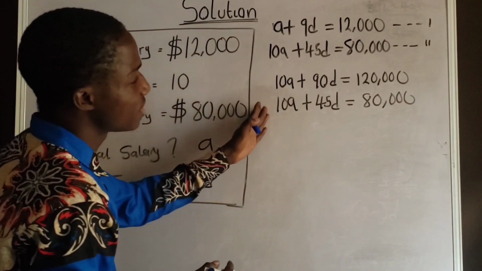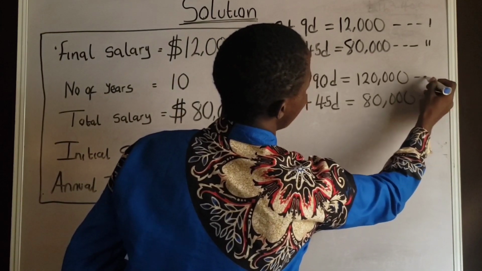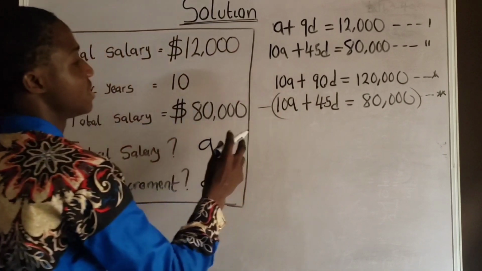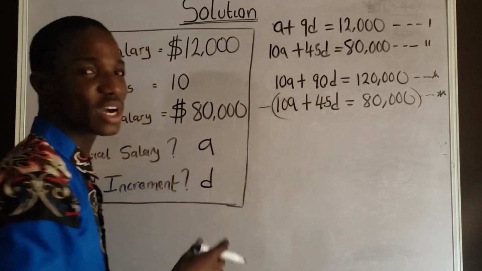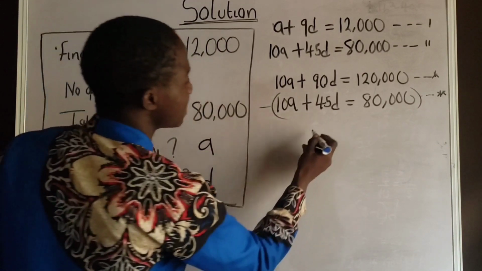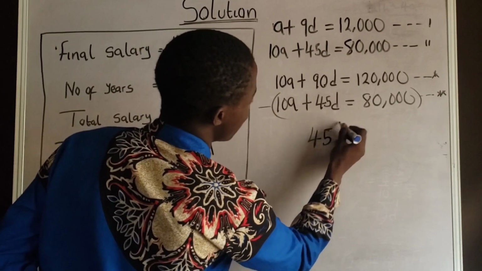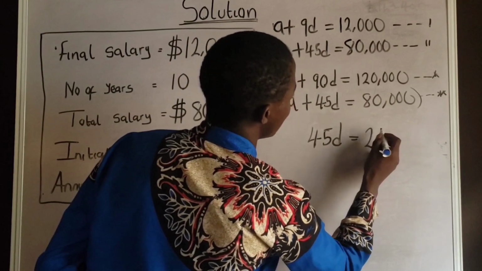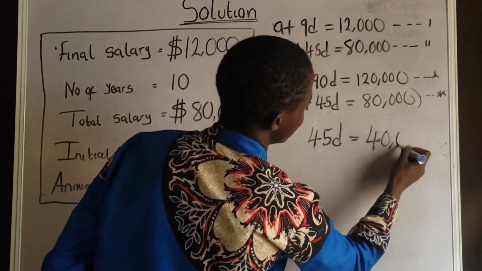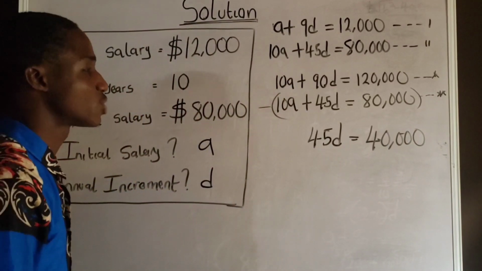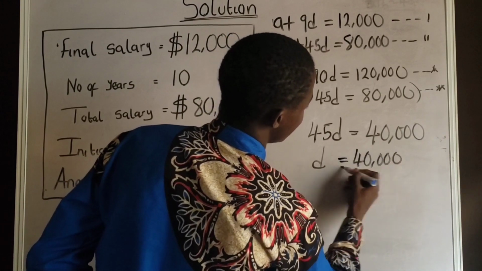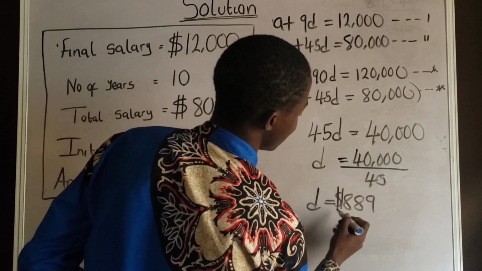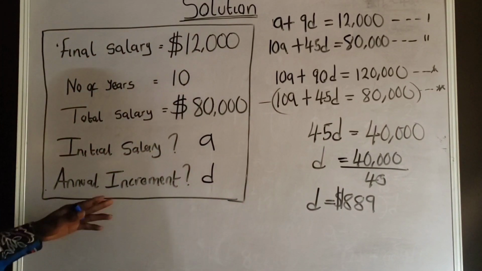Having done this, the next step is to subtract. Let me call these equations star. We subtract the second from the first. So 10a minus 10a is 0, so I've already eliminated a. Then 90d minus 45d is 45d, equal to 120,000 minus 80,000, that is 40,000. To get the value of d, I'm going to divide both sides by 45. So d is equal to 40,000 divided by 45, which is $889. So the annual increment that the man received over the years is $889.